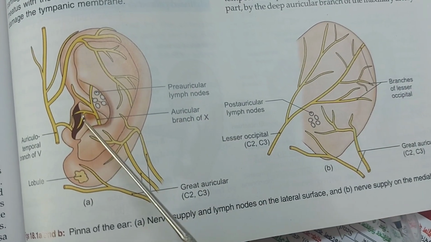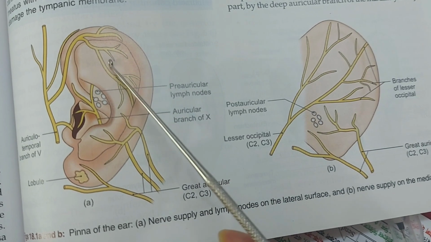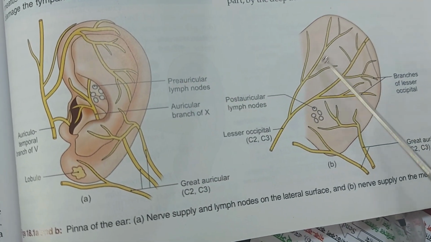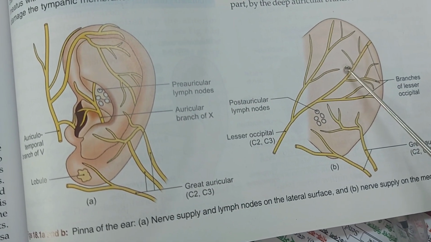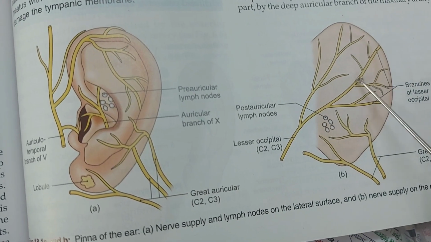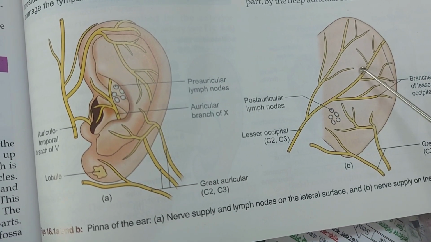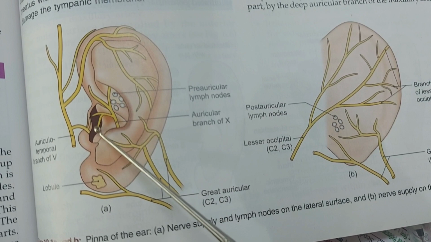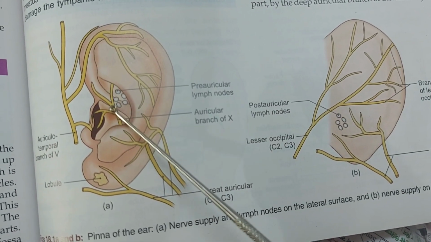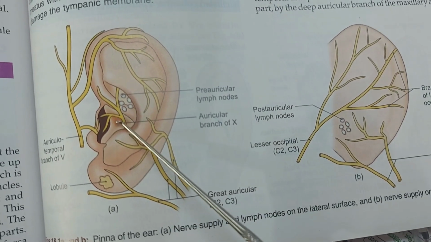And the upper part, the anterior side is supplied by the auriculotemporal nerve and the posterior side is supplied by the lesser occipital nerve. This is a highly innervated structure, and the concha, this part of the ear, is supplied by the vagus nerve.